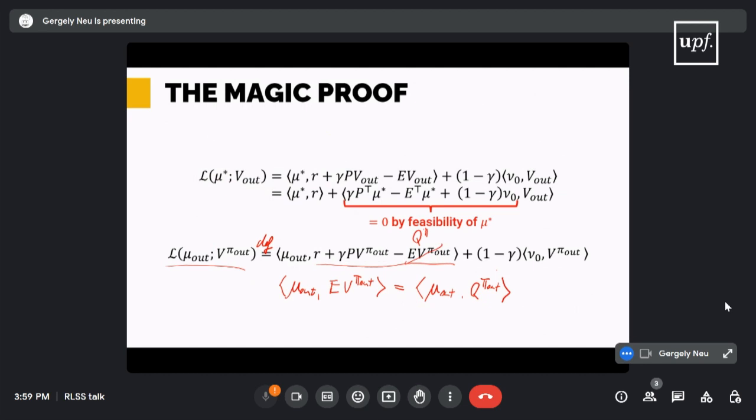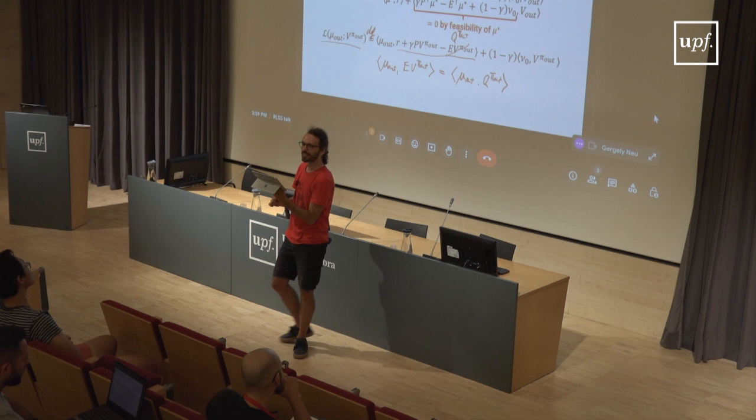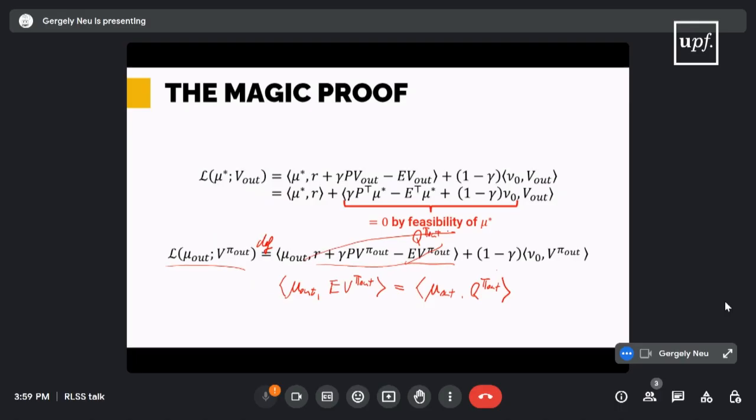And then what do we notice? Well, we notice that this entire thing is zero, because of the Bellman equations. The Bellman equations are satisfied, which says that q pi out equals r plus gamma P v pi out. These are the Bellman equations for the discounted Markov decision process for a policy pi out. As such, this whole term becomes zero. It's just the left-hand side of the Bellman equations minus the right-hand side. So this whole thing goes to zero, and all I'm left with is this term.